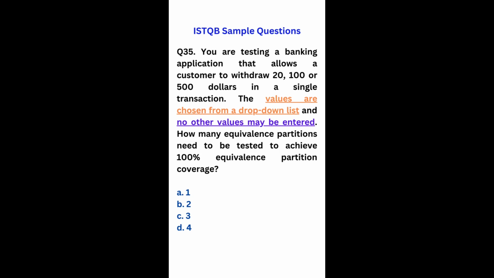Question 35. You are testing a banking application that allows a customer to withdraw $20, $100 or $500 in a single transaction. The values are chosen from a drop-down list and no other values may be entered. How many equivalence partitions need to be tested to achieve 100% equivalence partition coverage?